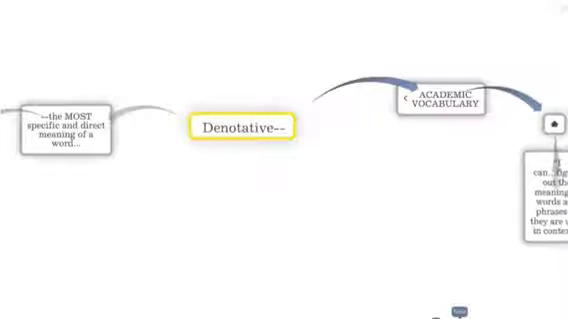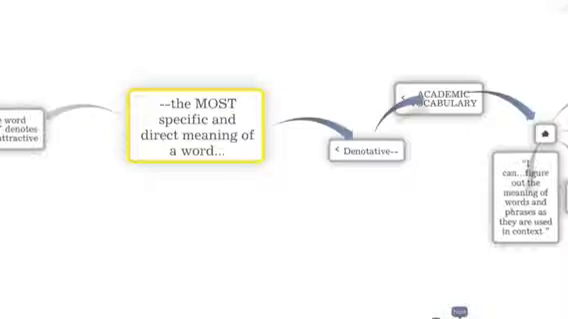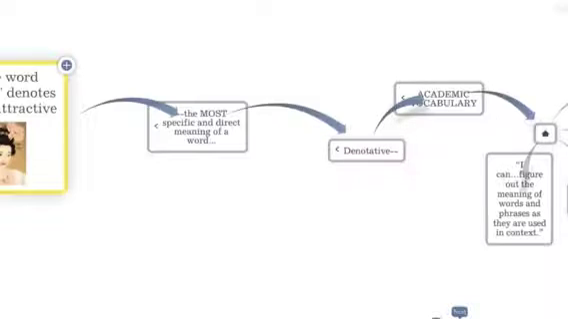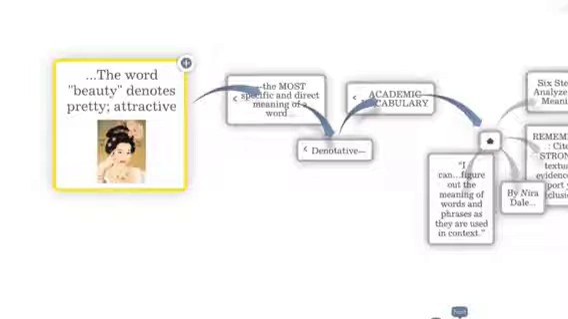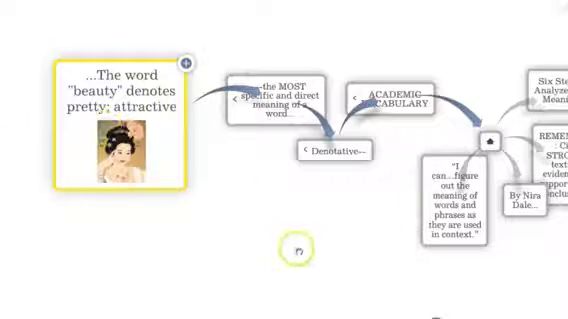But then if a word is denotative, it's not connected to an emotion. It's basically something that is explicitly stated. The word has a most specific and direct meaning. That means it denotes something that we know what it is. There isn't anything tied to it other than what that word means. For example, beauty. When you think of the word beauty, it denotes pretty or attractive. That's the denotation of the word beauty, simply put.